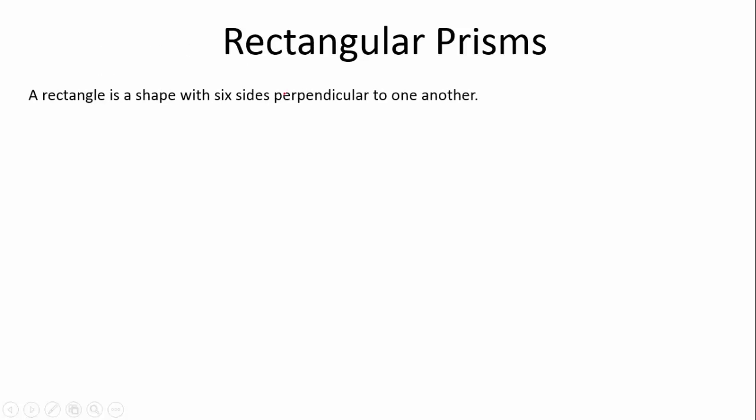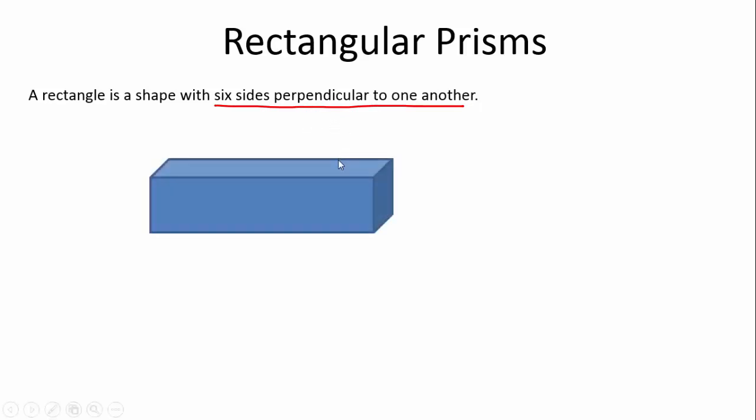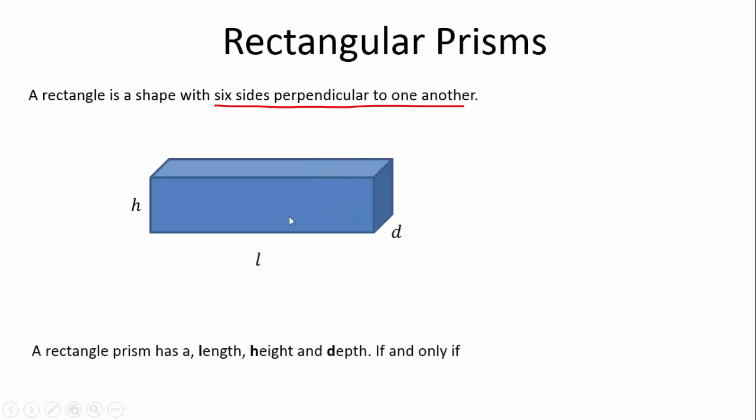A rectangular prism is a shape with 6 sides perpendicular to one another. They do not have to be the same length. So here's an example of a rectangular prism. We have a height, we have a length, and we have a depth. A rectangular prism has a length, that's what our L stands for, our height, H, and a depth, D.